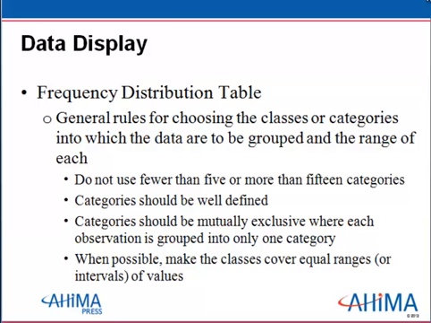The categories should be mutually exclusive, where each observation is grouped into one and only one category. Avoid successive classes that overlap or have common values. Whenever possible, make the classes cover equal ranges or intervals of values. These ranges should be made up of numbers that are easy to work with.